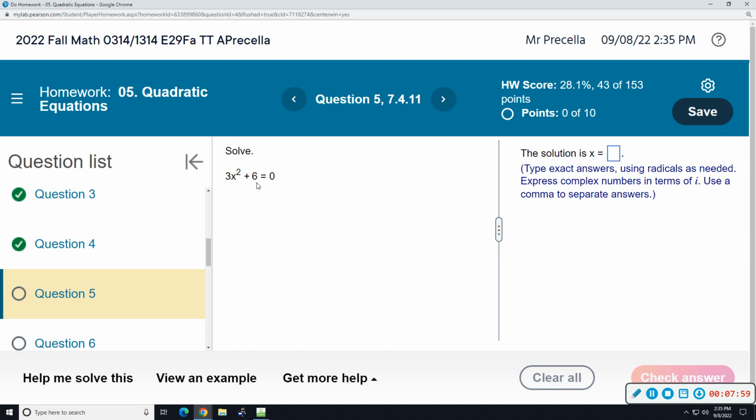You subtract the 6 from both sides, so you have 3x squared equals negative 6, and then divide both sides by 3.